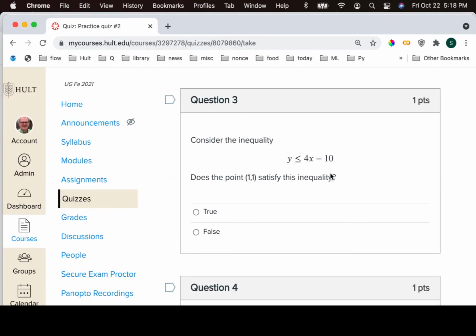Question 3 is an inequality. So y is less than or equal to 4x minus 10, and the question is, does the point (1, 1) satisfy this inequality? Well, it's pretty simple. Just plug in 1 for x and y and see what you get. You'll end up with 1 is less than or equal to 4 minus 10. 4 minus 10 is negative 6. 1 is not less than or equal to negative 6, so this one's false.